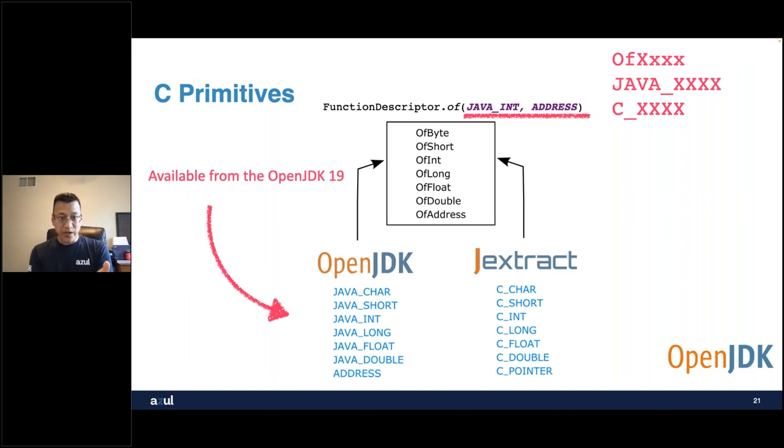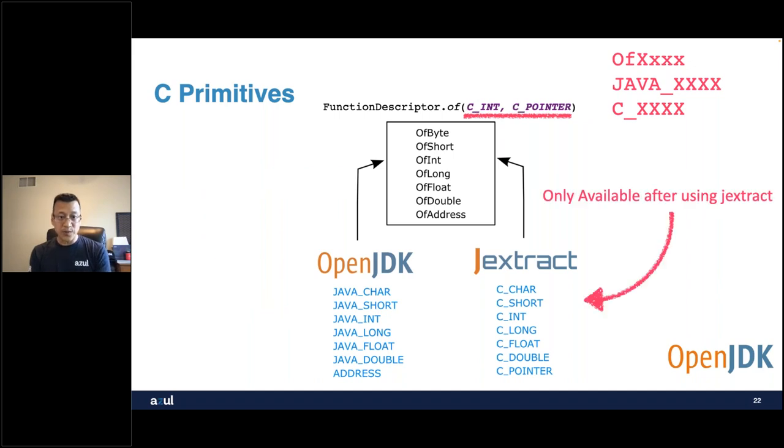Again, I mentioned the predefined ones in Project Panama, JAVA_CHAR, JAVA_SHORT, and all the ones that represent things in a portable way. You would likely use these, but if you use jextract, it's more specific to the native language, like the C ABI, the C application binary interface, which allows you to be closer, because some platforms might be 32-bit versus 64-bit byte width. There are other defined ones when you run jextract, but the ones I have there are similar mappings to the ones on the left.